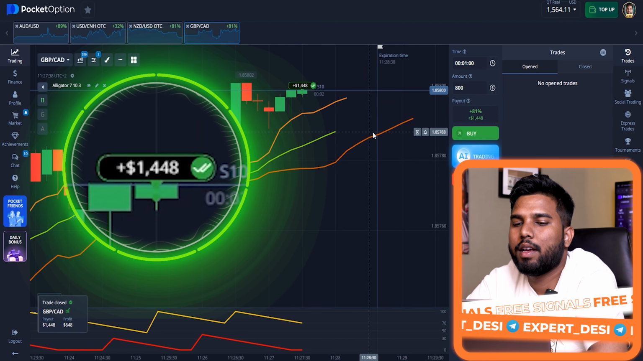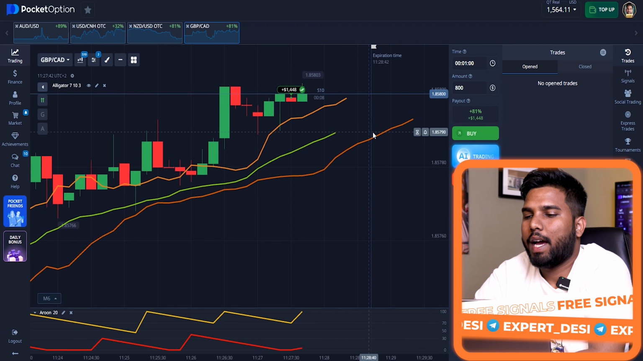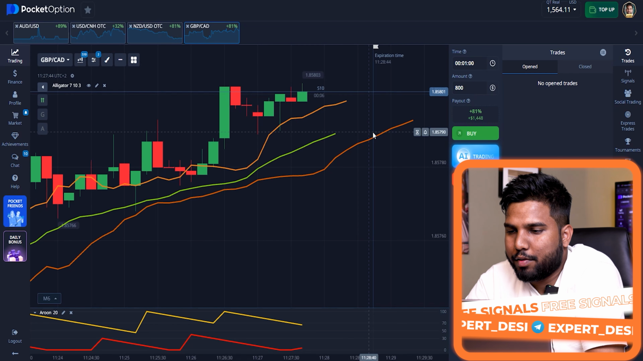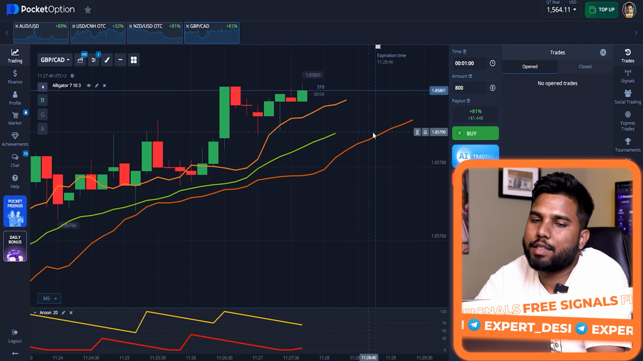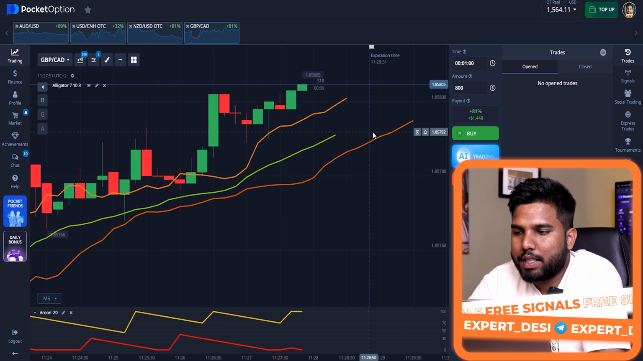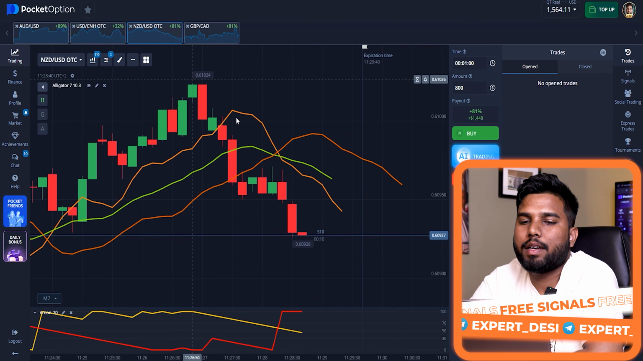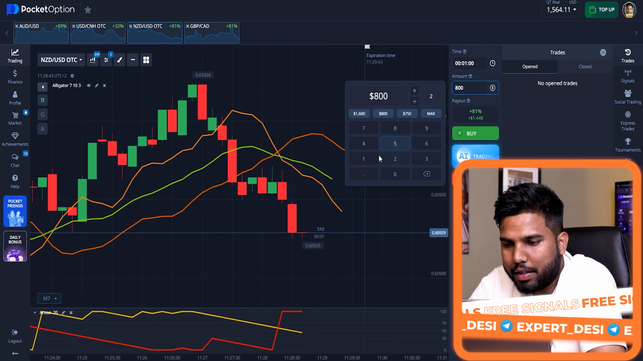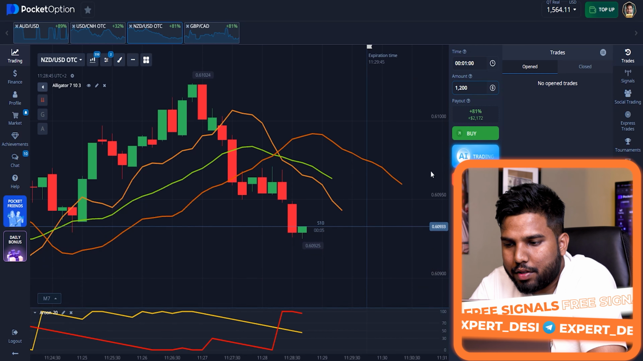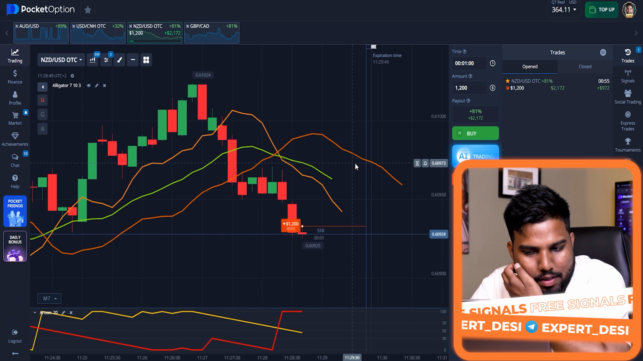So here it is, $1448 in our account from this trade and the total of $1564. So let's head to our last pair, our last trade for today's session, and see how much we can make. Alright, let's get back to this pair. Increase the amount, let's take $1,200 this time, and we'll take a sell entry point.